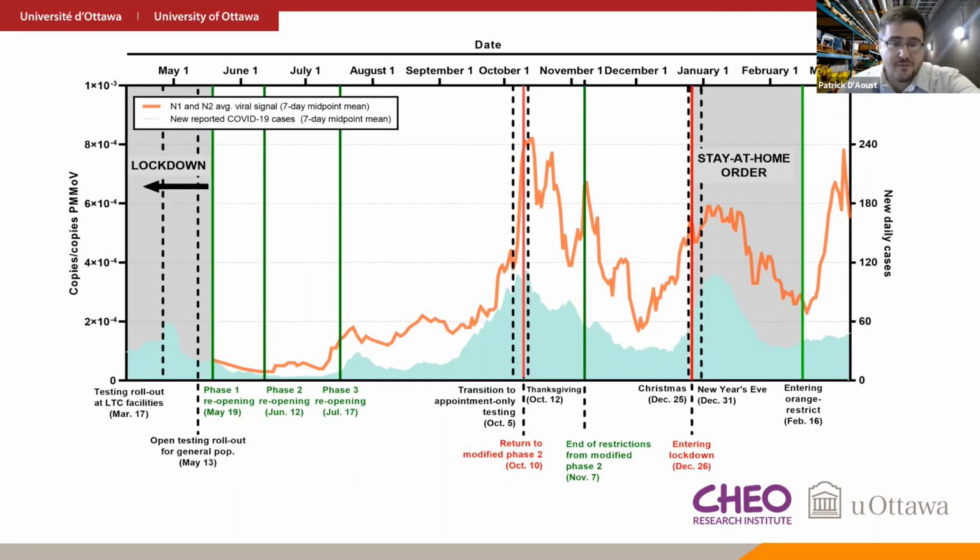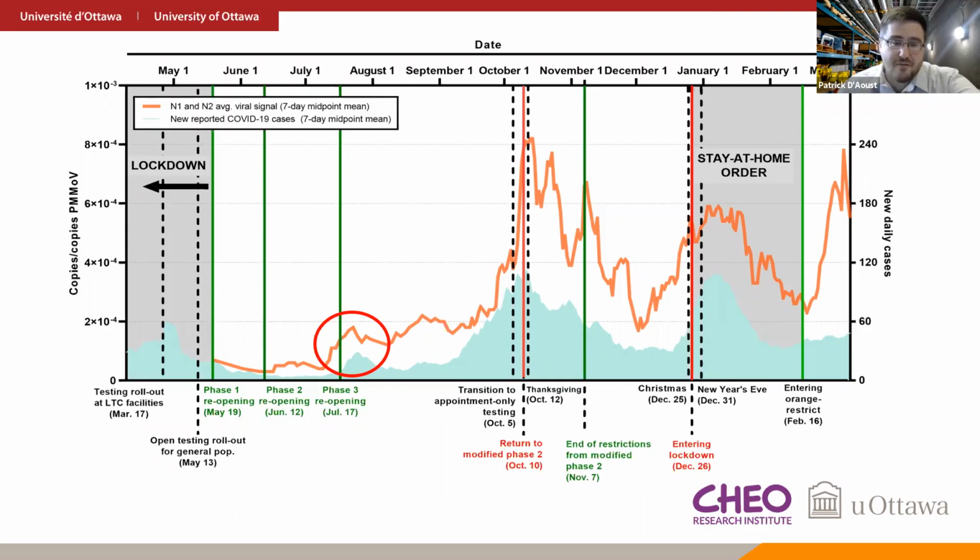But if you look at the epidemiological data, I want to bring your attention to the teal area here. The teal area is the number of new daily cases per day, and the orange data is our wastewater data. So this was the test bed, or the little test we had in July.